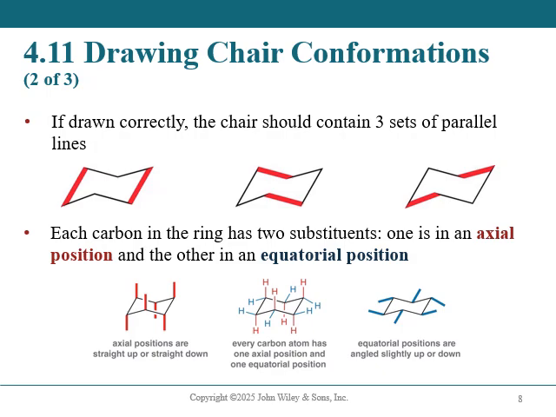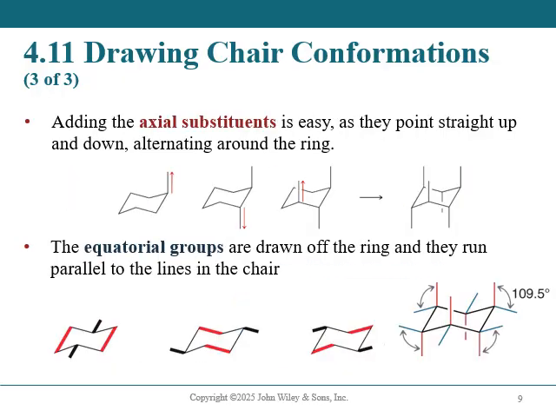As you can see, this carbon atom has one axial and one equatorial, and the same is true for every carbon atom in that structure. Adding the axial substituents is easy, just point up and down, alternating them. The equatorial ones are a little bit less obvious. They are drawn off the ring and they run parallel to the lines in the chair. So we have these two parallel to these two. These two are parallel here, and these two are parallel here. Once you put everything together, this is what your structure should look like.